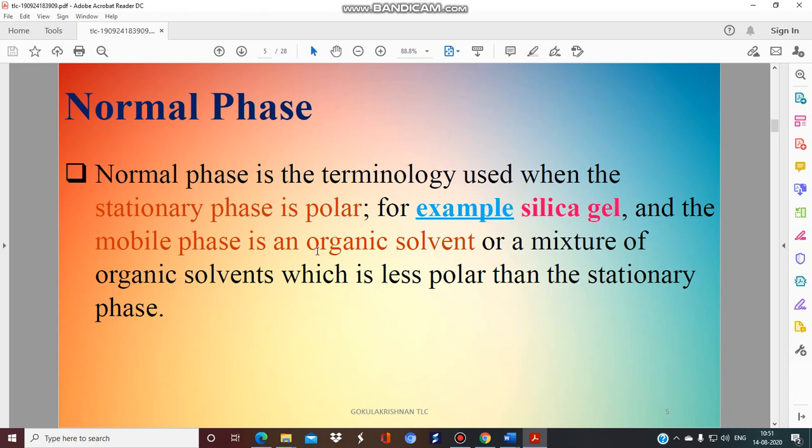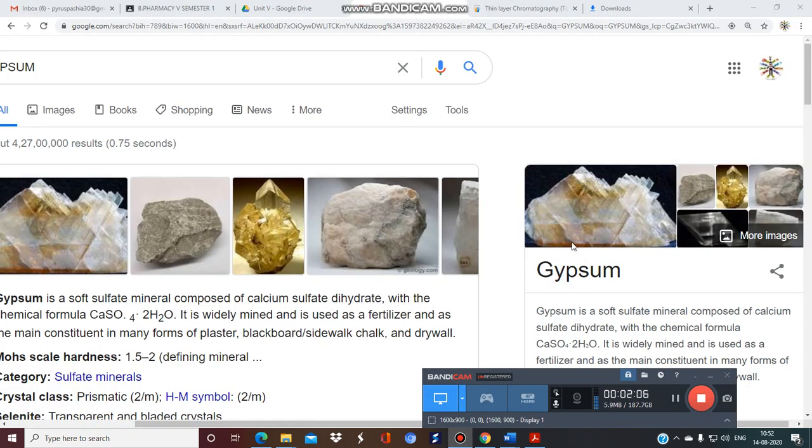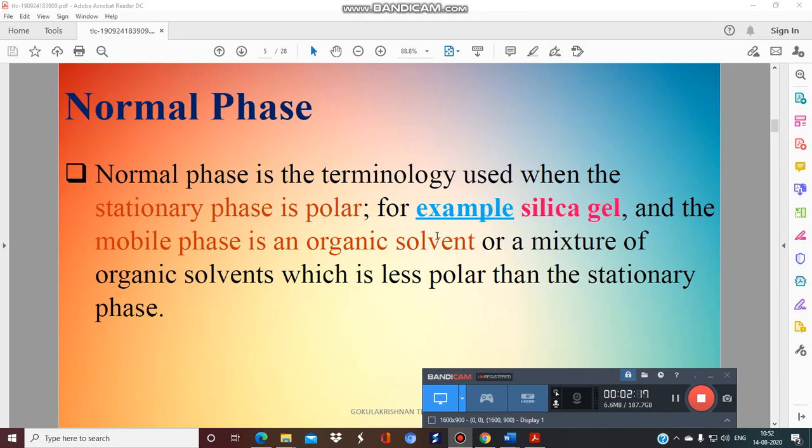polar, and the most common stationary phase in TLC, which we also use in our lab, is silica gel. We can say silica gel of different types, like in case of normal preparative TLC we use silica gel G, where G stands for gypsum. Gypsum means calcium sulfate with 2 molecules of water. This is used as a binder in silica gel in thin layer chromatography. And the mobile phase is an organic solvent like chloroform, hexane, pet ether.